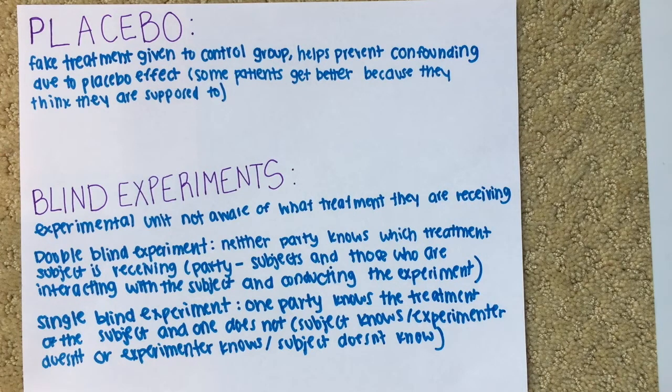This is another way to minimize the effect of the confounding variable. Blind experiments are when the experimental unit is not aware of what treatment they are receiving. So there are two kinds of blind experiments. The first kind is the double-blind experiment, which is when neither the subject nor the person interacting with them and conducting the experiment knows which treatment the subject is receiving. Another kind is a single-blind experiment, which is when one party knows the treatment of the subject and one does not. So either the subject knows and the experimenter does not, or the experimenter knows and the subject does not know.